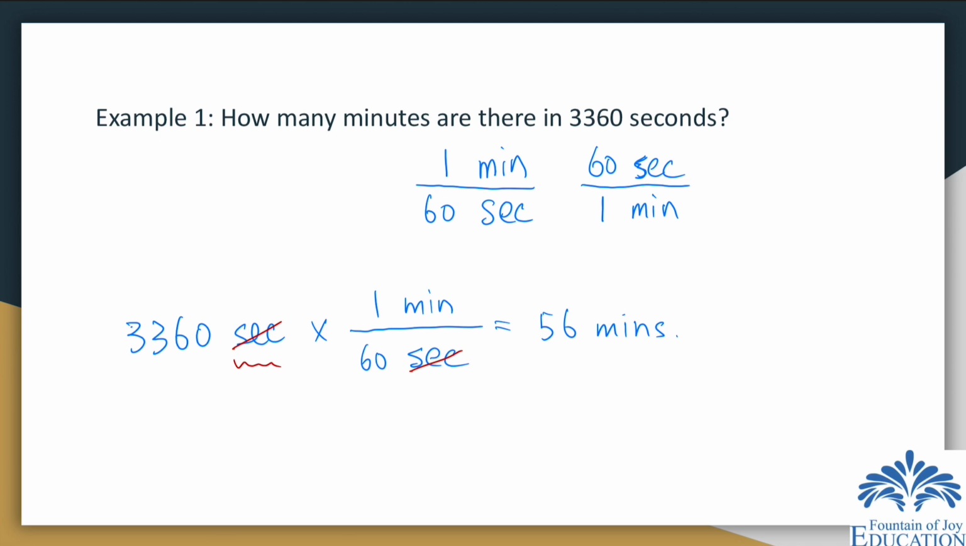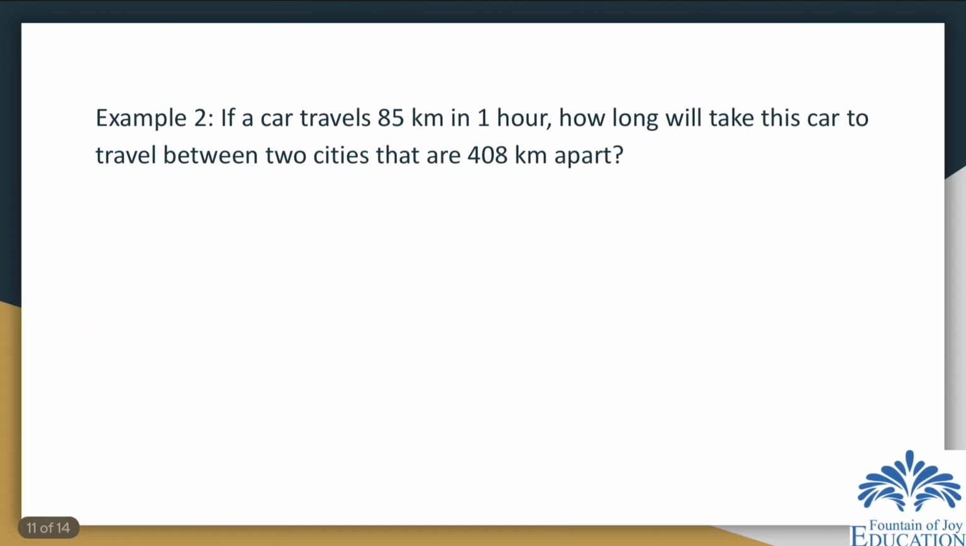Let's look at a second example. Example 2. If a car travels 85 kilometers in 1 hour, how long will it take this car to travel between two cities that are 408 kilometers apart? Here we have a statement. In this first statement, if a car travels 85 kilometers in 1 hour, we can use this statement to create a conversion factor.